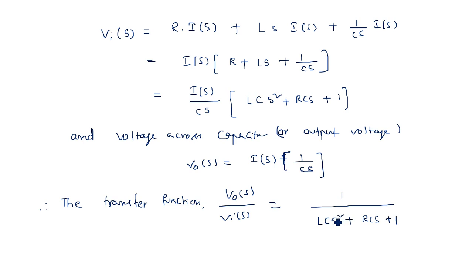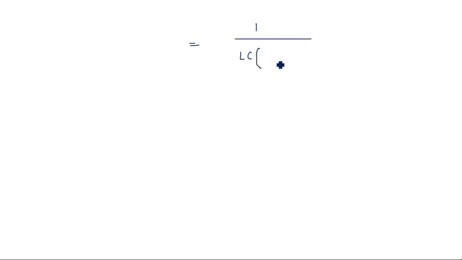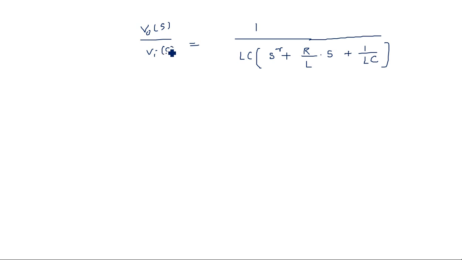Take LC common, then that is equal to 1 by, if you take LC common, what happens here? The second order coefficient becomes 1. s square plus R by L into s plus 1 by LC. So s square plus R by L into s plus 1 by LC. This is the transfer function Vo of s by Vi of s.